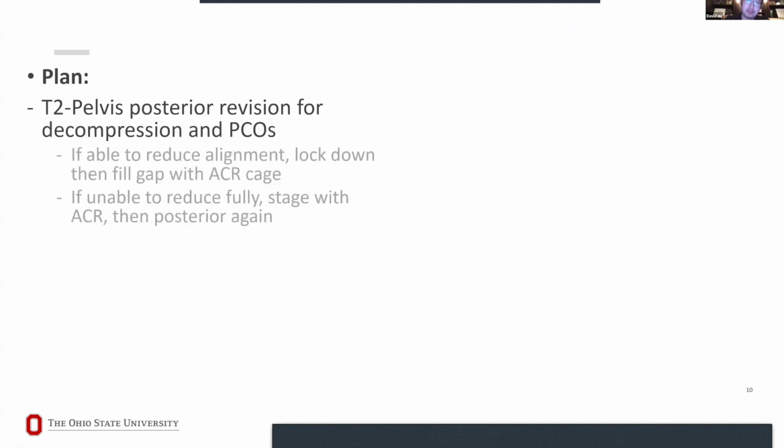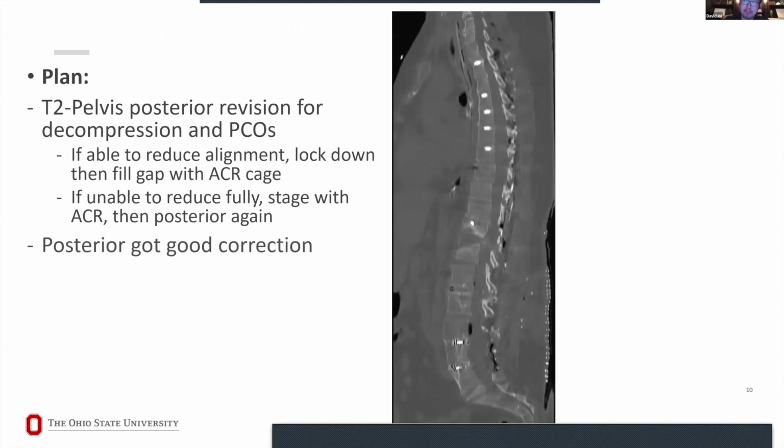So my thought process was we were going to do this posterior first. If we're able to reduce her alignment with a fish mouth, just lock it in place with rods, and then come in for stage 2 and just fill the gap with the ACR cage. And if we're not able to fully reduce it, just decompress and then come in from the side to reduce that kyphotic deformity, and then go back from the back to lock her down.